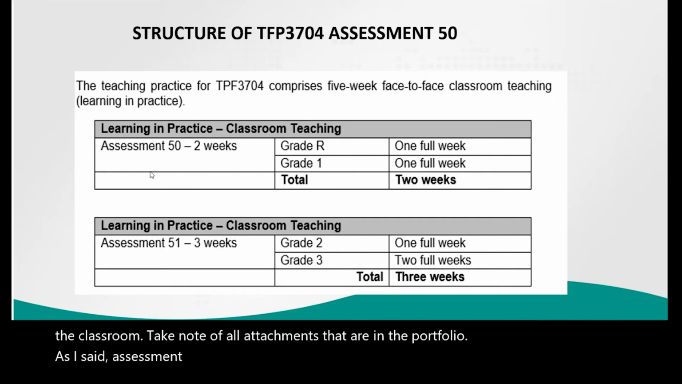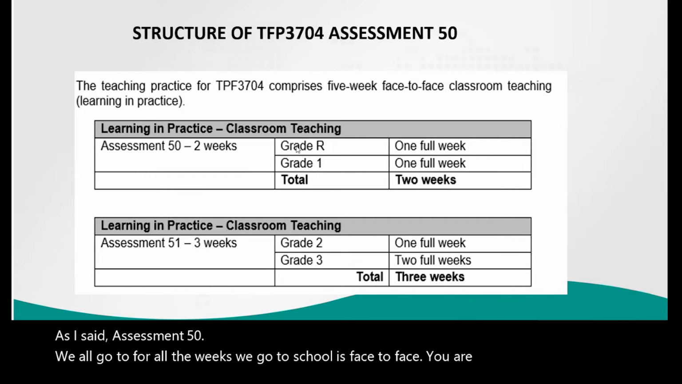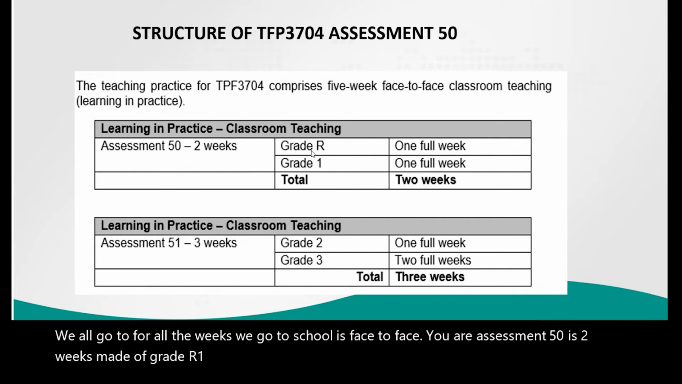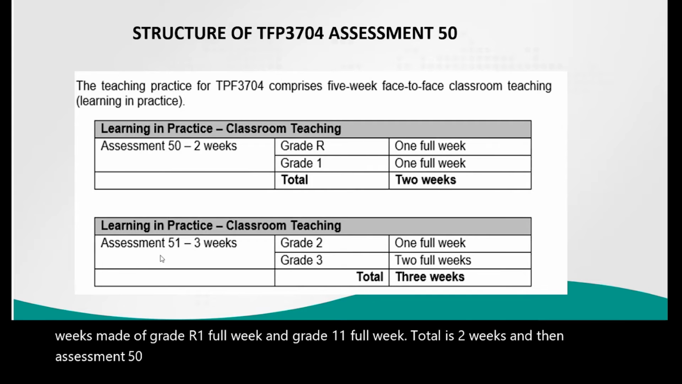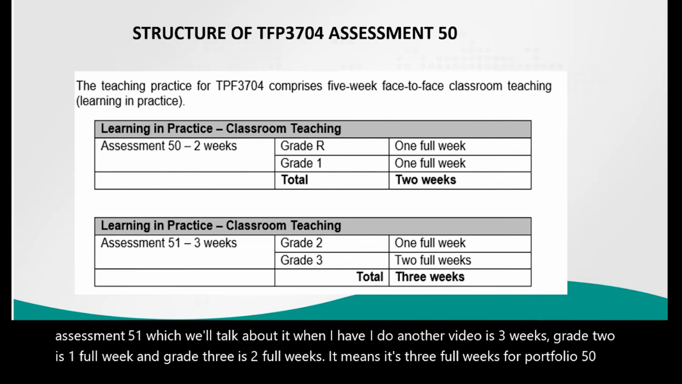As I said, for assessment 50, all the weeks we go to school are face-to-face. Your assessment 50 is 2 weeks made of grade R, 1 full week, and grade 1, 1 full week. Total is 2 weeks. And then assessment 51, which we'll talk about when I do another video, is 3 weeks. Grade 2 is 1 full week, and grade 3 is 2 full weeks. It means it's 3 full weeks for portfolio 51.